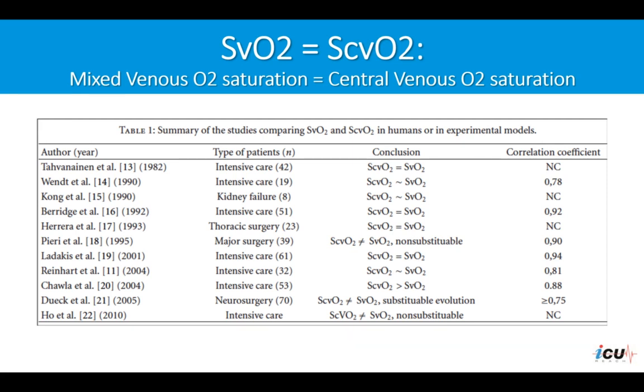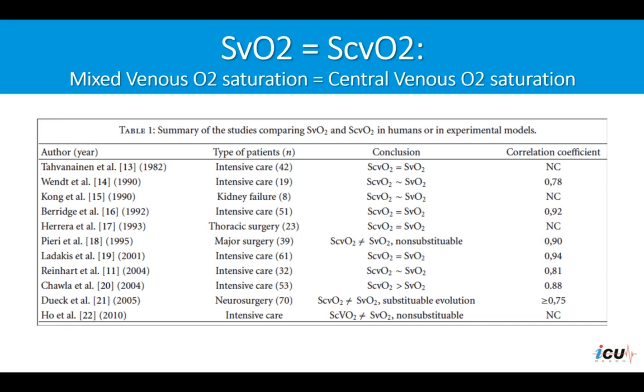So the mixed venous oxygen saturation is at the pulmonary artery level, where the blood from the upper body part, brain and neck, is mixed with the blood coming from the lower body parts through the inferior vena cava, in addition to the blood that is coming back from the heart through the coronary sinus. When everything is mixed together, if we measure it at the level of the pulmonary artery, at that time it gives me an idea about the mixed venous oxygen saturation.